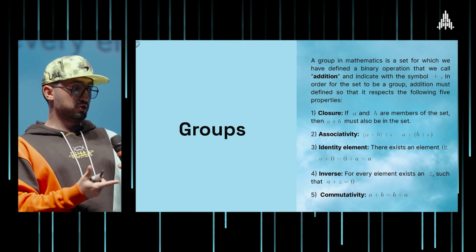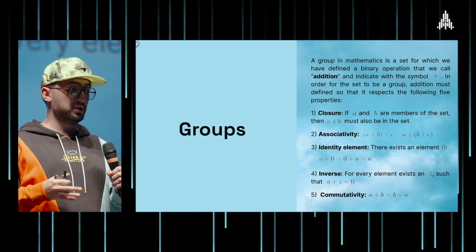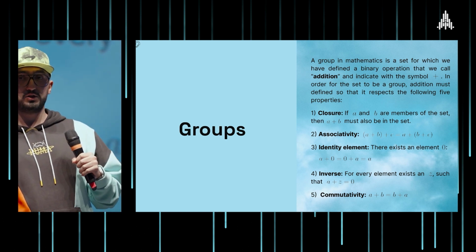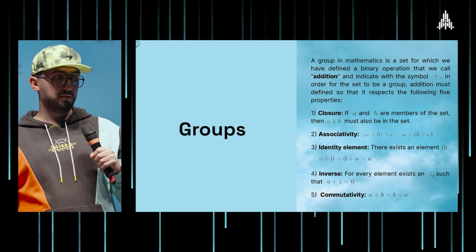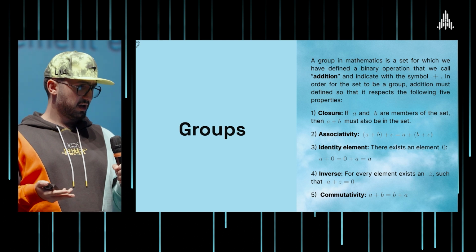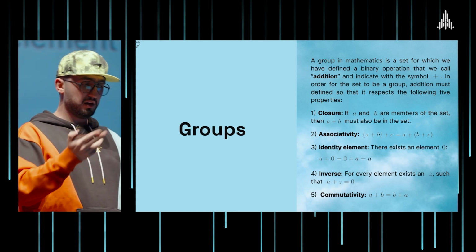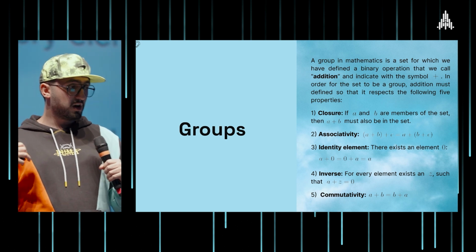The first one is closure. If A and B are members of the set, then A plus B must also be in the set. So you can't get any result that's not in your group. The second one is associativity, which is A plus B in parentheses plus C should be equal, as you saw in the slide.